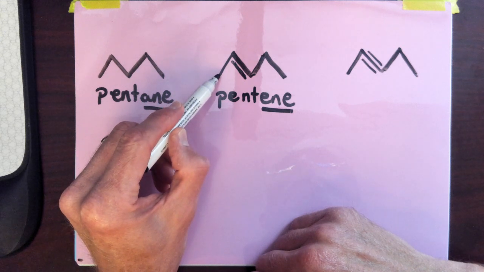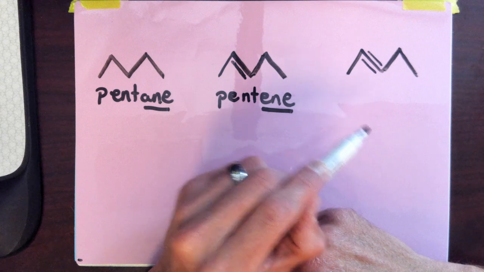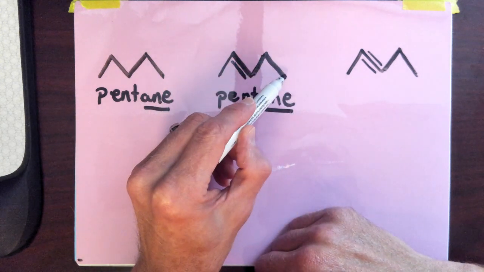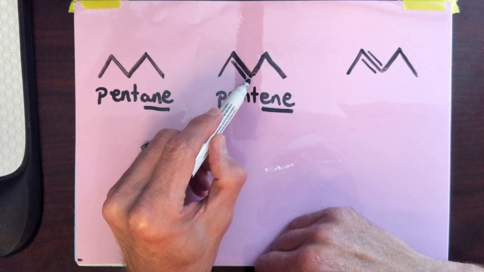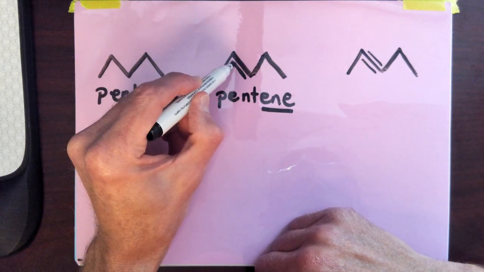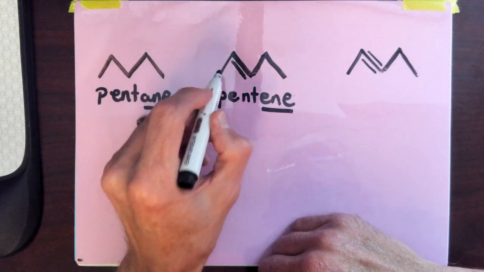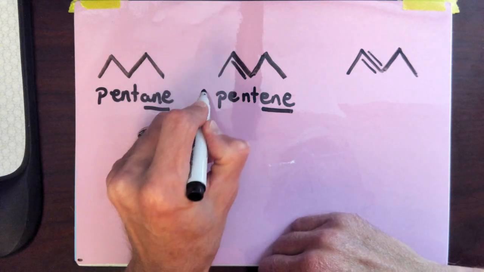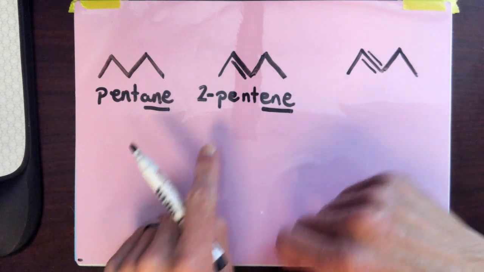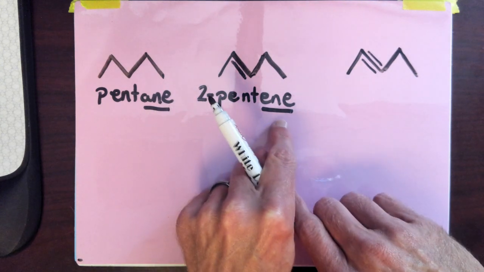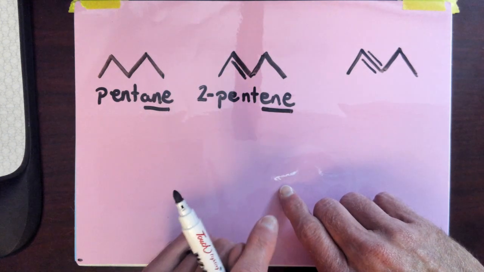So we have carbon 1, 2, 3, 4, 5. If we number left to right, the double bond originates at the second carbon. If we go right to left, 1, 2, 3, 4, 5, it would be the third carbon. We want to go with the lower number, so we'll go with 2-pentene, meaning 5 carbons, double bond at the second carbon.